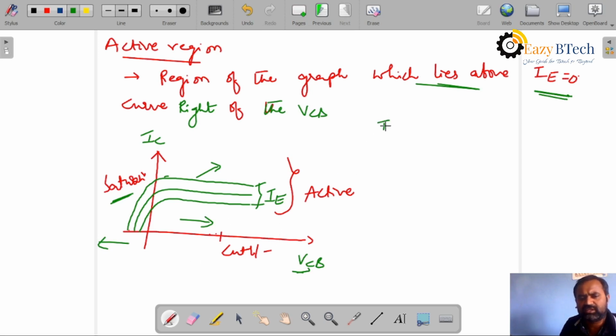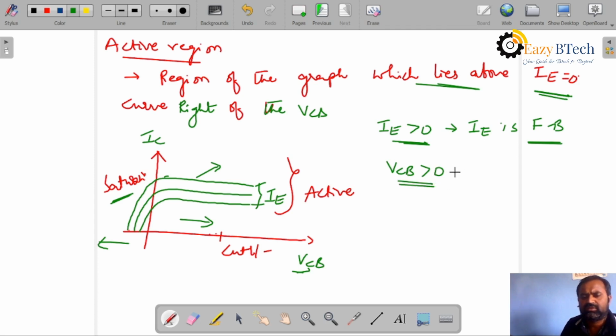Similarly you can see in this region IE is greater than 0, which means the emitter is in forward bias. Next, VCB greater than 0 means the collector junction is in reverse bias, that is IC in reverse bias.